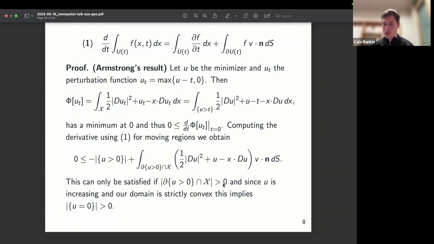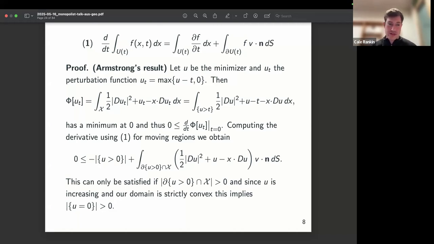I'm going to take my u, my minimizer. I'm going to assume for a contradiction that the set on which it's zero, i.e. the set of consumers who can't afford to play, doesn't have positive measure. I'm going to take my function u and drop it down by some small amount t, i.e. consider the function u minus t. Now, of course, that's not admissible because it could be negative. So I patch it up by taking a max of u minus t and 0.